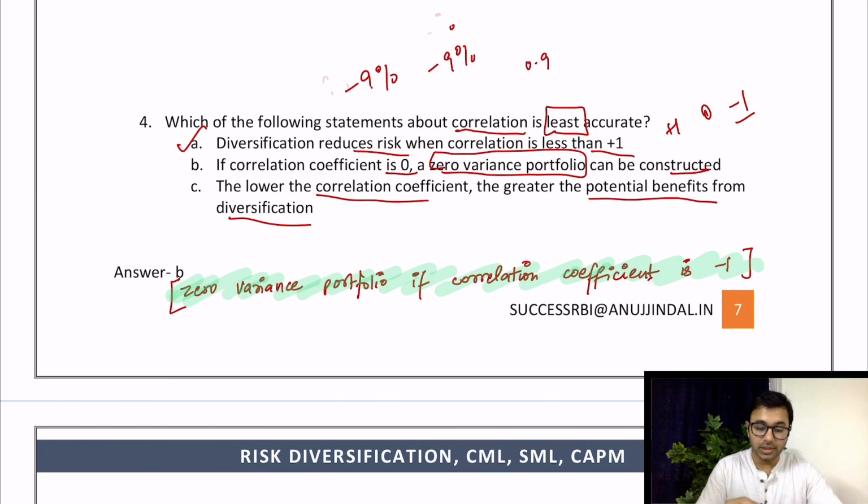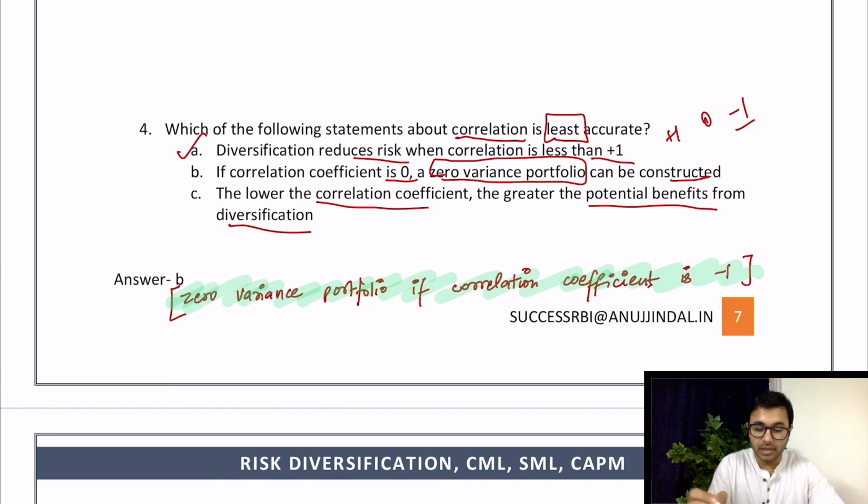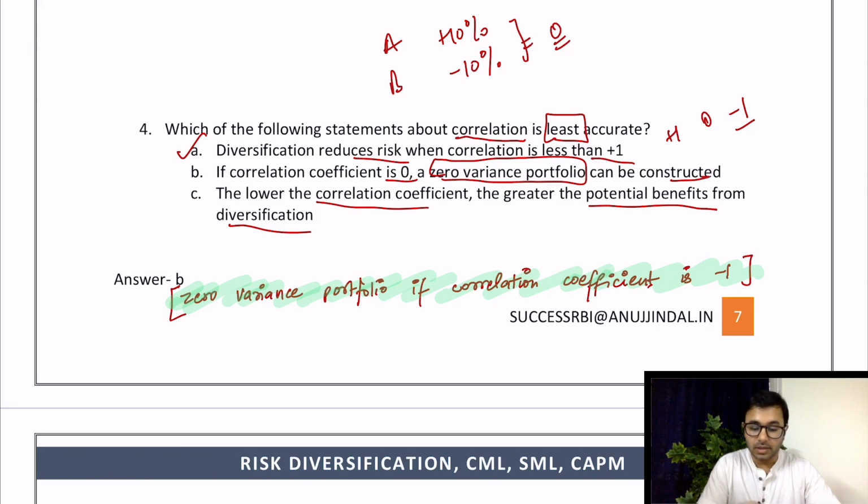If correlation is -1, a zero variance portfolio can be constructed. Why? If A moves up 10% and the correlation is minus 1, B moves down 10%. So what is the net impact? Net impact is 0. So zero variance can be constructed only when the correlation between them is -1. That is, they are perfectly negatively correlated.